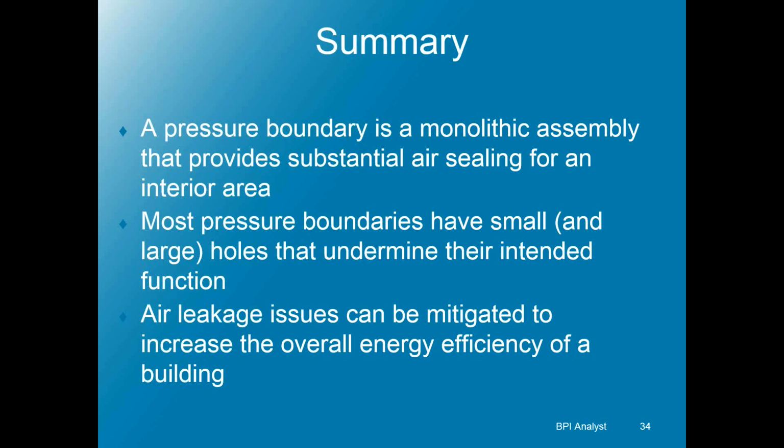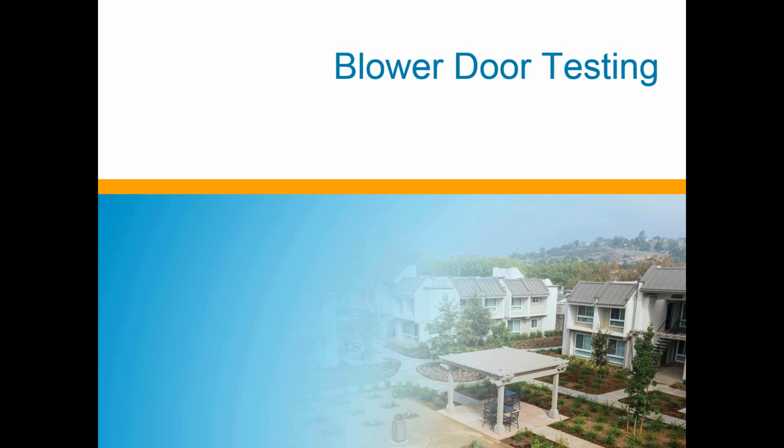In the summary, and then we'll take some questions, the pressure boundary is a monolithic assembly that provides substantial air sealing for an interior area. So the pressure boundary is whatever's stopping the air pressure. Most of the time, it's going to be drywall and glass, and then maybe the doors make up the majority of the pressure boundary. So any hole in the pressure boundary anywhere is undermining what it's supposed to be doing. And then you want to do what you can to mitigate air leaks or infiltration.